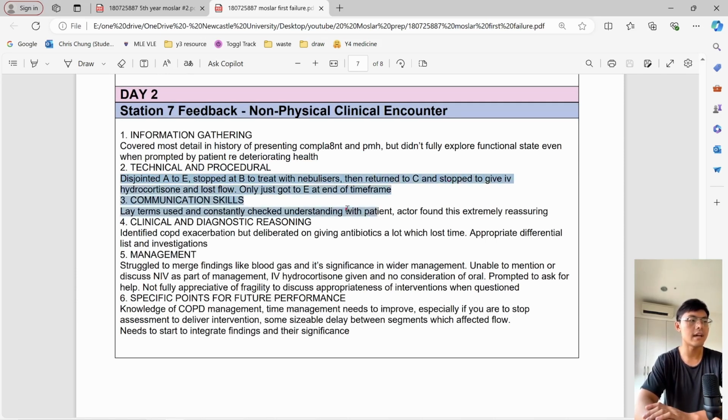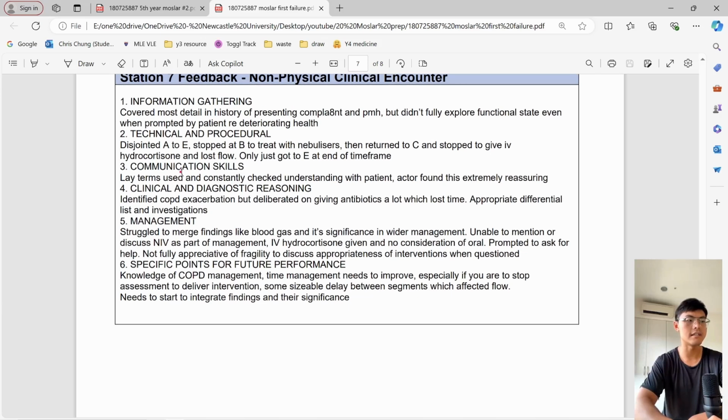Disjointed, giving IV hydrocortisone, lost flow. I think the reasoning behind this feedback is that I could have prescribed prednisolone instead of IV hydrocortisone. But after asking so many people and teaching fellows as well, everyone prescribed the medication alongside what they were doing. So do that because it's safer. You prescribe the nebulizer, prescribe it on the paper. If you ask for bloods, do the blood chart. If you prescribe prednisolone, do it in the medication chart. Okay, disregard whatever the examiner was saying about the loss of flow.